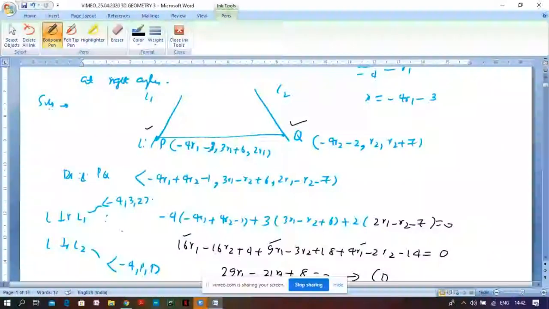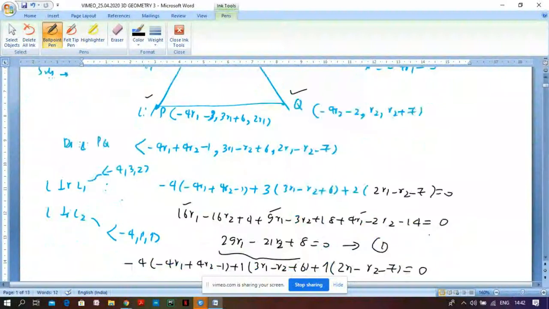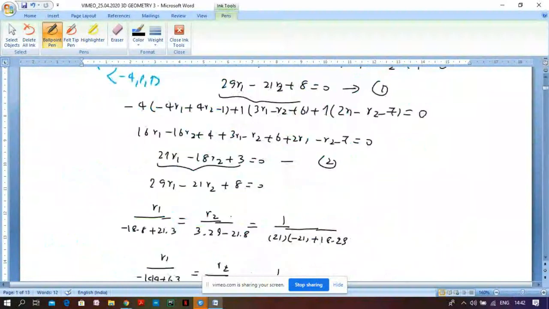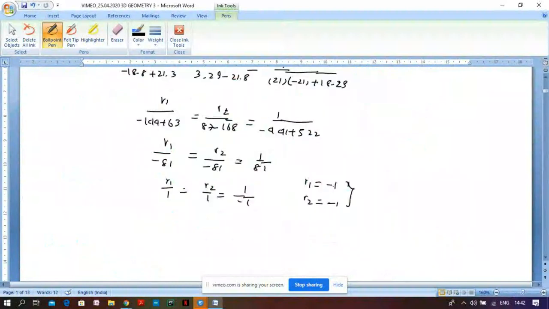Having direction with the negative 4, 1 and 1. So I just apply the condition that cos of theta is L1 L2 plus M1 M2, and we end up with this both side equals 0. And after simplifying, we are getting two equations in R1 and R2. We can solve for them. We got our answers. R1 is -1, R2 is -1.